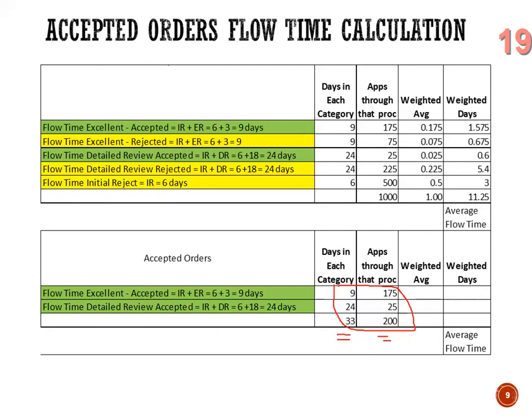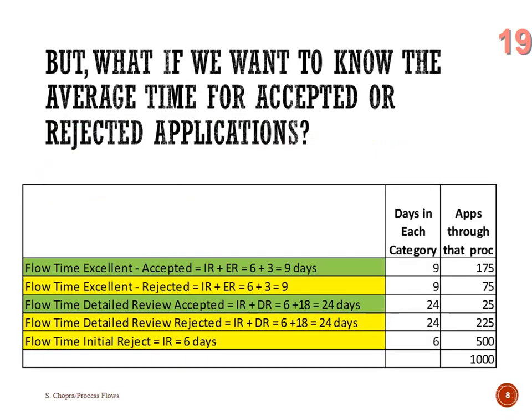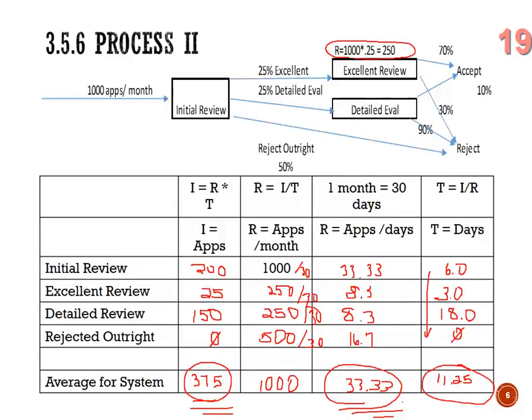So basically, you remember we said we have 250 that go into the flow time excellent. We come back to the diagram. What we know is, we've got 25% that go into that excellent, and then 70% of those are accepted, and 30% of those are actually rejected. Okay? And then coming into the detailed evaluation, we still have 250, and of those, we have 10% that are accepted and 90% that are rejected. So we're using those percentages. I'm not sure I went over that as clearly as I should have.